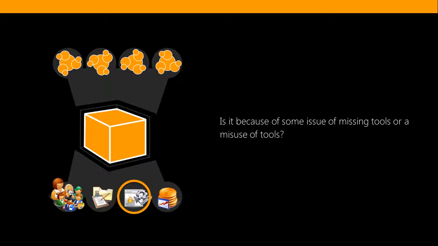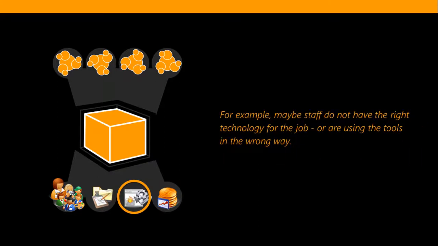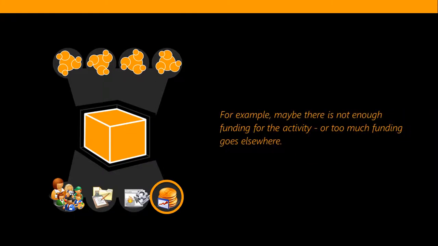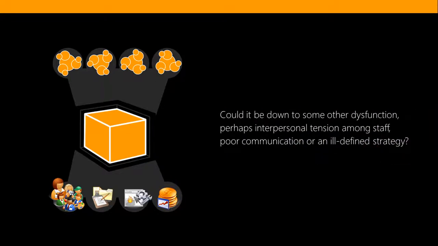If not 4, could it be 5 because of some issue of missing tools or misuse of tools? Maybe your staffer does not have the right technology for the job, or is using her tools in the wrong way. If not 5, is it 6 because of some issue of insufficient budget or misuse of budget? Maybe there's not enough funding for this activity, or so much funding goes into creating new content that there's little left over for ongoing maintenance. And finally 7, if none of the above, could it be down to some other dysfunction in governance, perhaps interpersonal tension among staff, poor communication, or an ill-defined strategy?